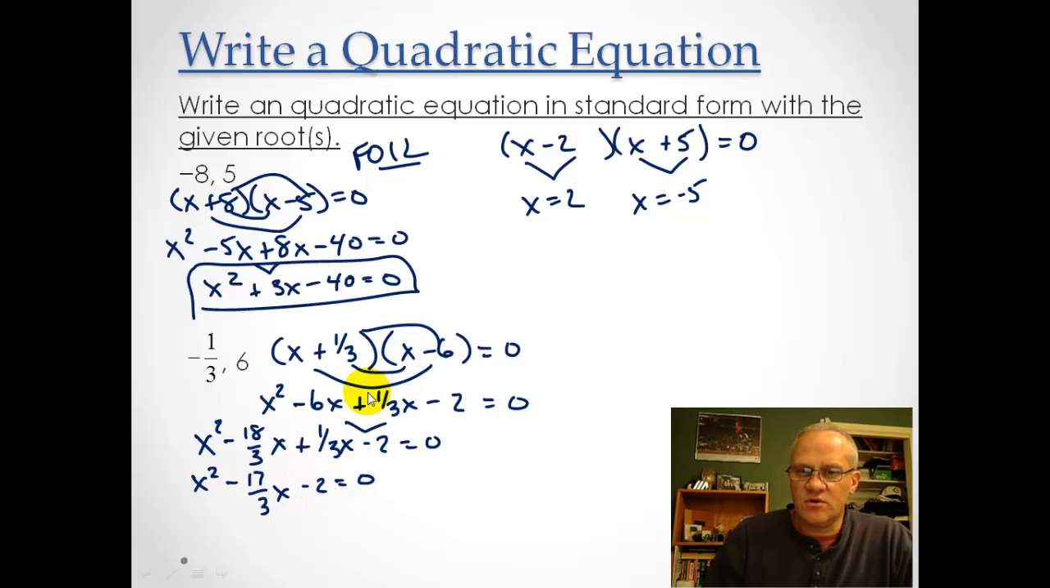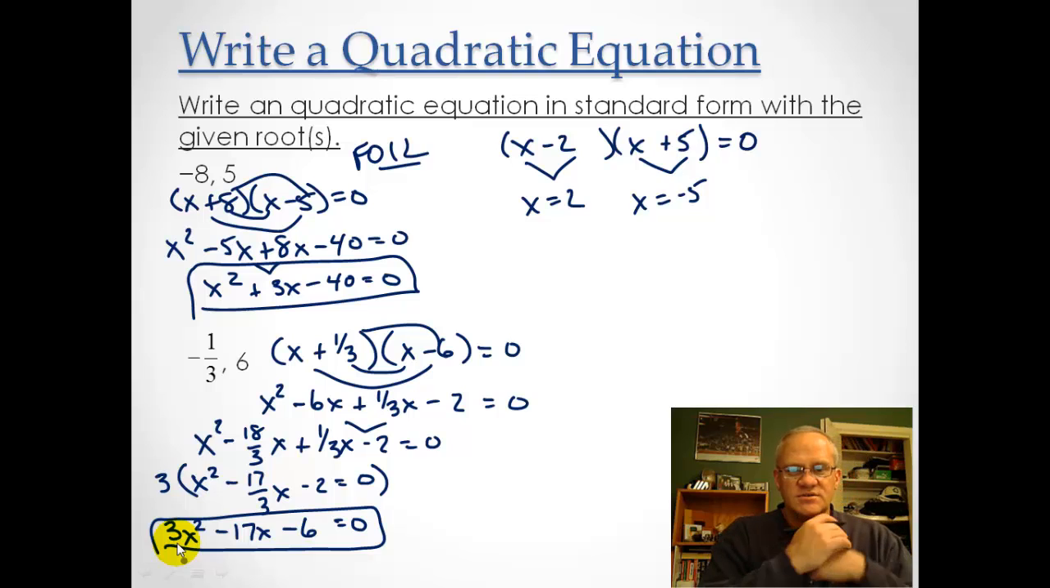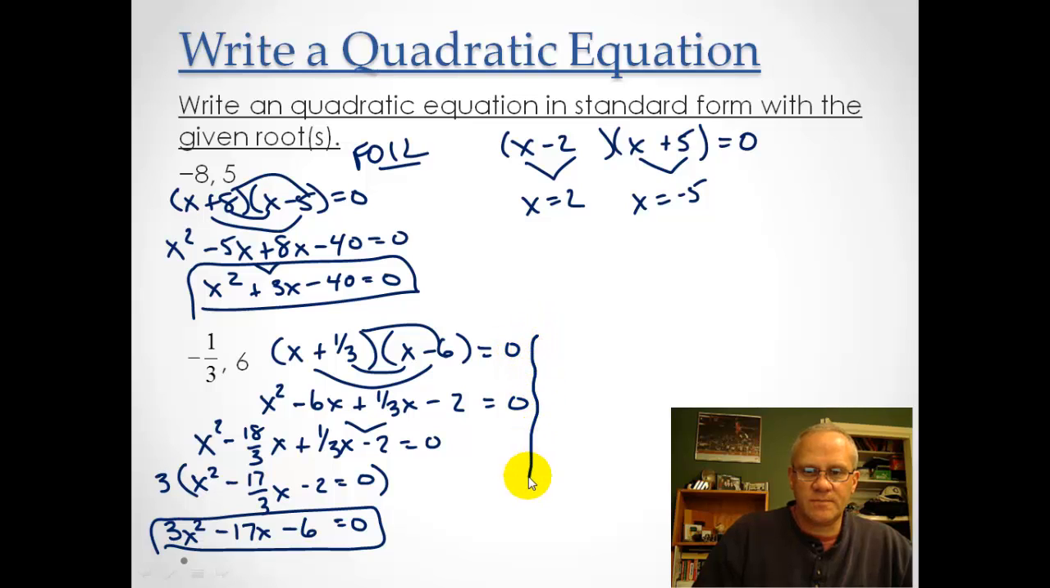Now, that's not standard form because why? It's got a fraction. So what could we do to get rid of that fraction? If it's a 3 on the bottom, multiply this whole thing times 3. So when we distribute that 3, we get 3x squared minus 17x minus 6 equals 0, because 3 times 0 is still 0. So that's what we would end up with there as our quadratic equation. Now one thing, and hopefully this will actually work out here, that means I didn't make a mistake.